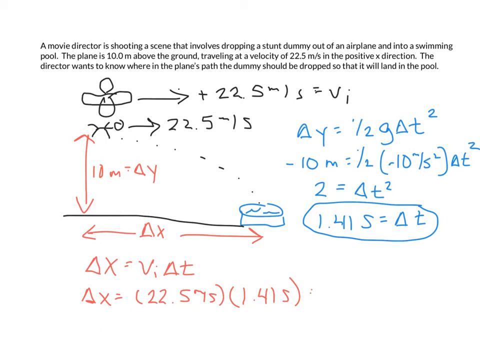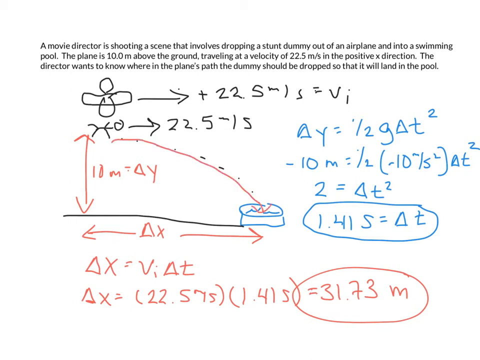And we get 31.73 meters. So that means that they should place the dummy 31.73 meters, or they should drop it 31.73 meters prior to being over top of the pool if they want the dummy to take this parabolic path into the pool.